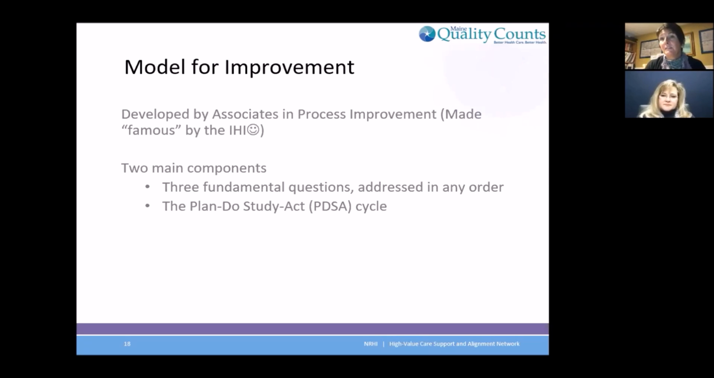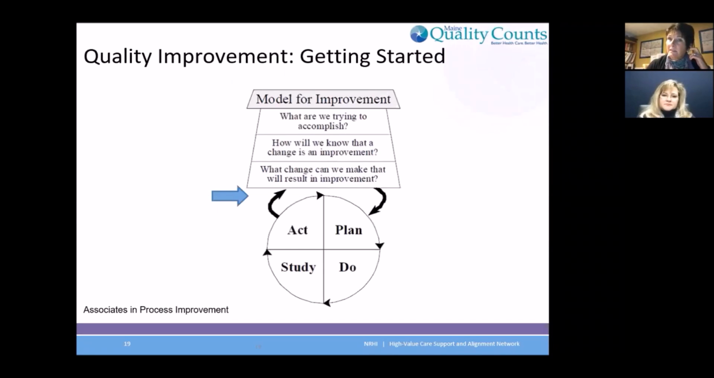And again, they can be addressed in any order, although I usually will start with the first one. And then this, like I said, the plan, do, study, act cycle. And here's what it looks like. Some of you may be familiar with this already and perhaps use it.